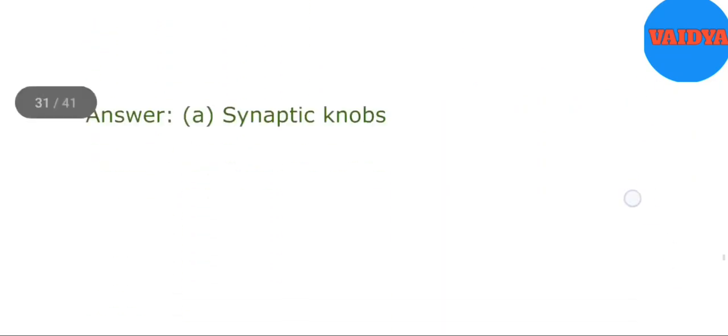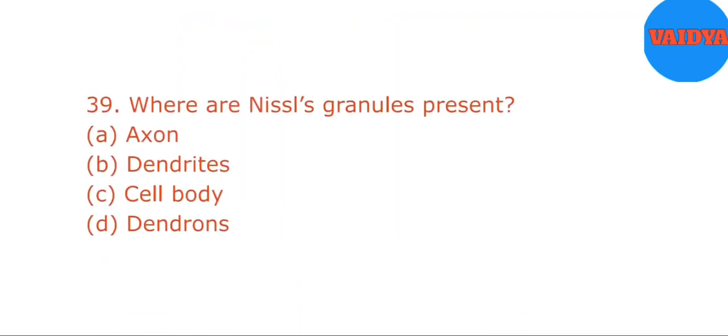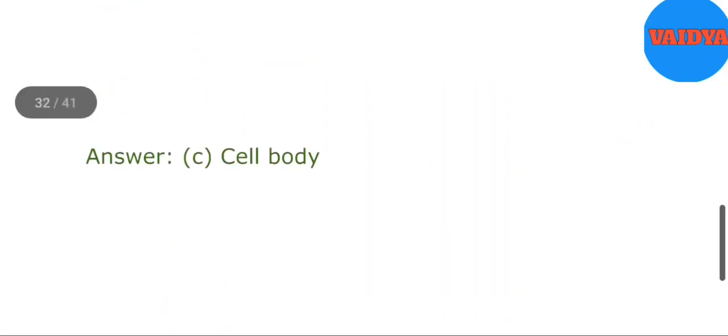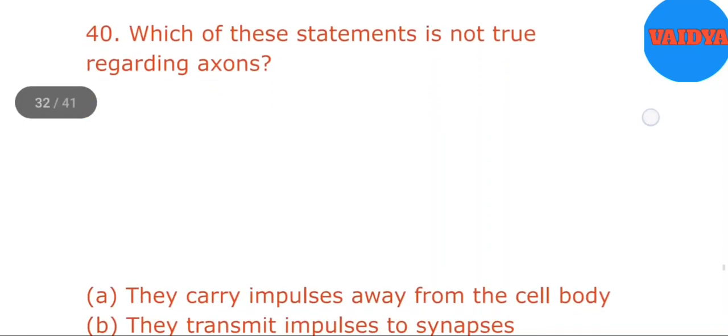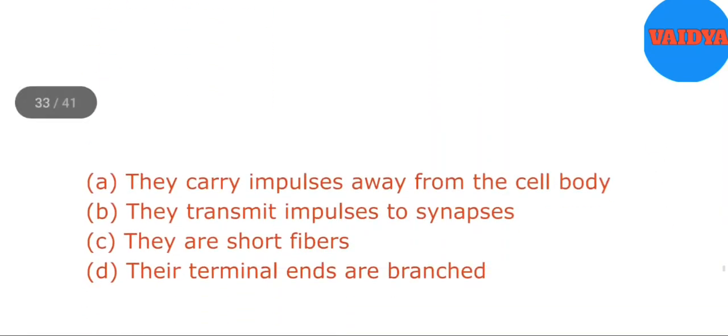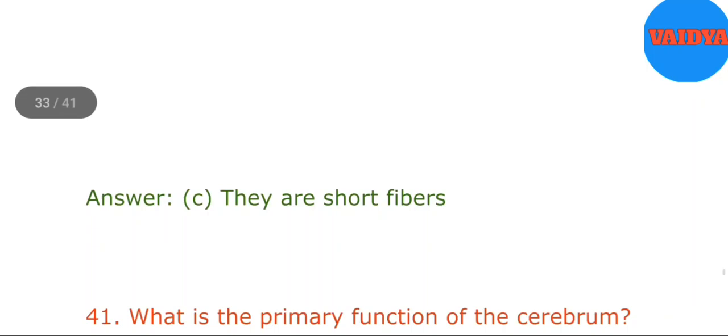Synaptic knobs. 39. Where are Nissl's granules present? A. Axon. B. Dendrites. C. Cell body. D. Dendrons. Answer: C. Cell body. 40. Which of these statements is not true regarding axons? A. They carry impulses away from the cell body. B. They transmit impulses to synapses. C. They are short fibers. D. Their terminal ends are branched. Answer: C. They are short fibers.